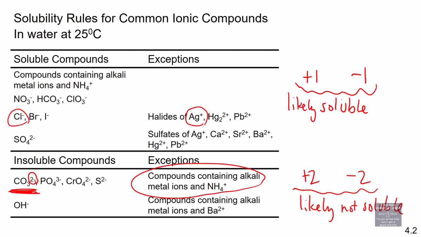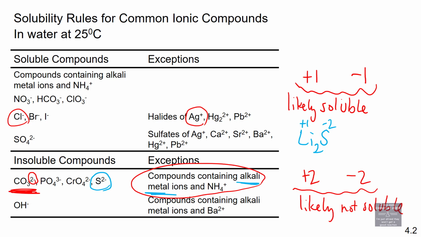What if it's something like a +1 and a -2, like lithium sulfide? That's going to be Li2S. Because one of them has a charge of 1, it's likely that that thing is soluble. Here's where I'm going to find out solubility rules. Sulfides are almost always insoluble unless they're with an alkali metal, and lithium is an alkali metal.